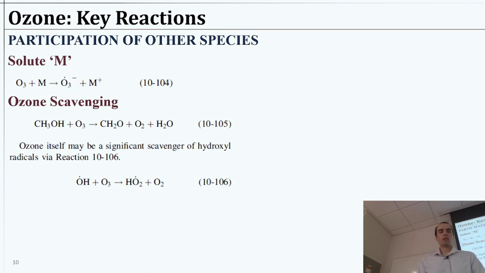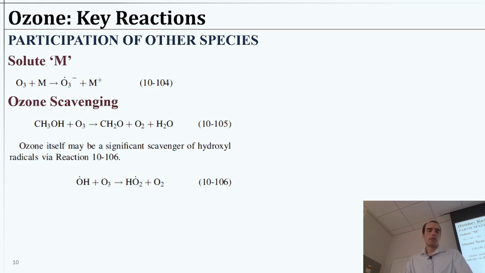So perhaps that would look like this with the methanol here, CH3OH, plus ozone. We would end up taking away one of the hydrogens there and getting CH2O. Excuse me, that would be two of the hydrogens. Plus oxygen plus H2O. Okay, so that might be the net reaction with methanol.